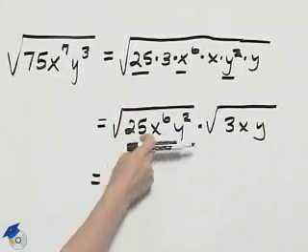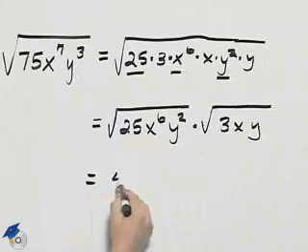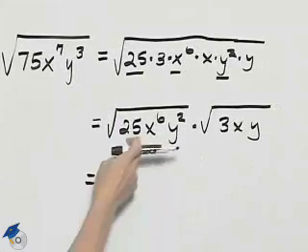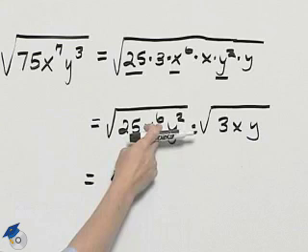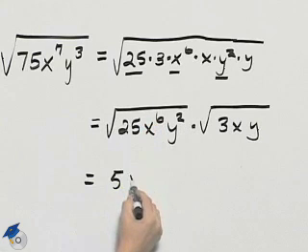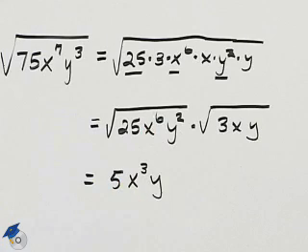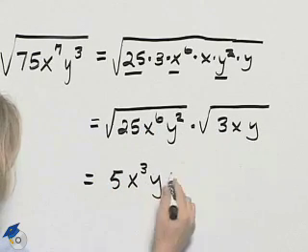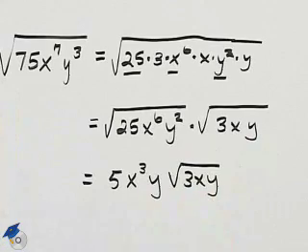Now we can find the square root of each of these. The square root of 25 is 5. The square root of x to the 6th, if you recall, when you have an even exponent, you divide that exponent by 2, so this would be x cubed. The square root of y squared is y. None of those are perfect squares, so they stay underneath the radical, and that is our answer.